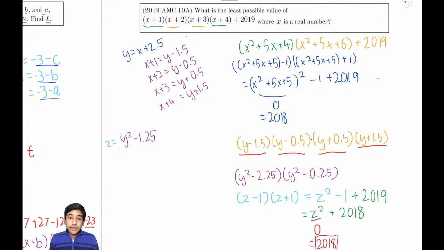In general, the key idea is symmetry. It's always going to be symmetric around some number. This number is symmetric in between.